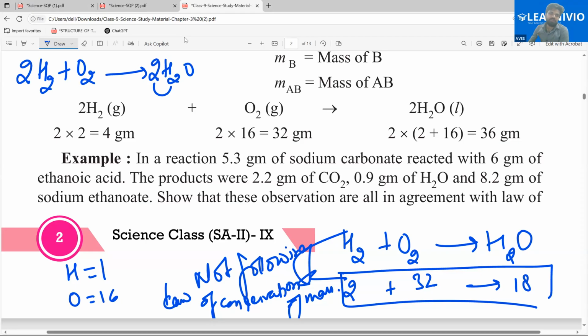If you check, 4 hydrogen atoms means 4 gram, because 1 H2 has mass 2, so 2 H2 will have 4. Then 16 into 2 is 32 grams of oxygen. And one water molecule has mass 18, so 2 will have 36. In this way you can check that 4 plus 32 is 36, and it is giving 36.